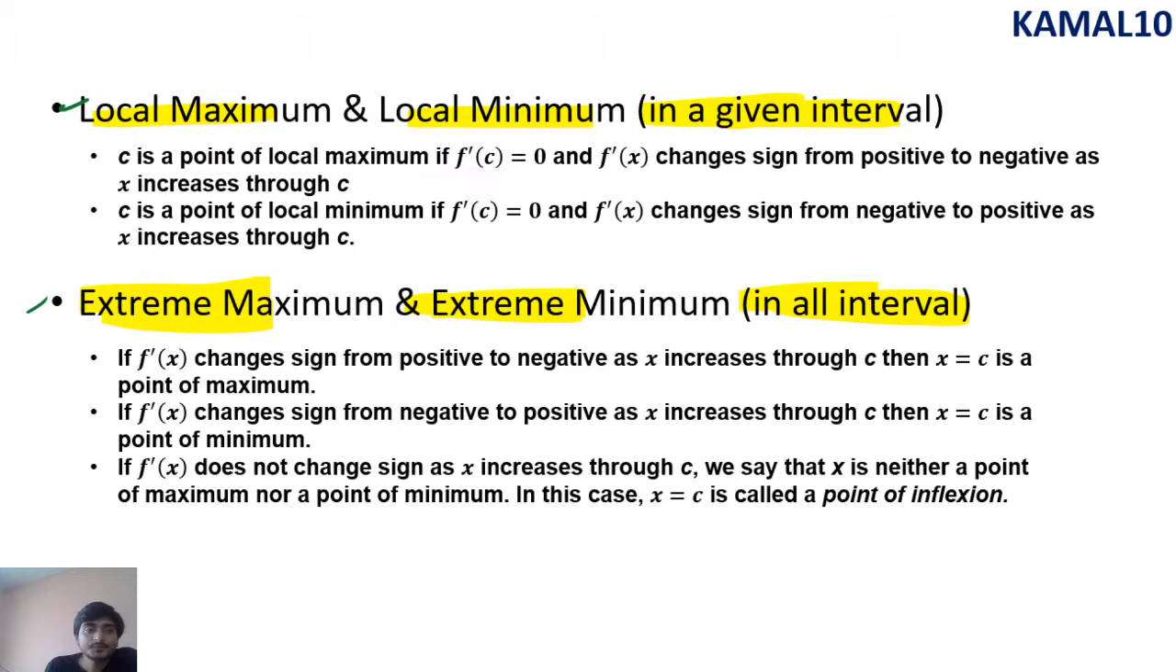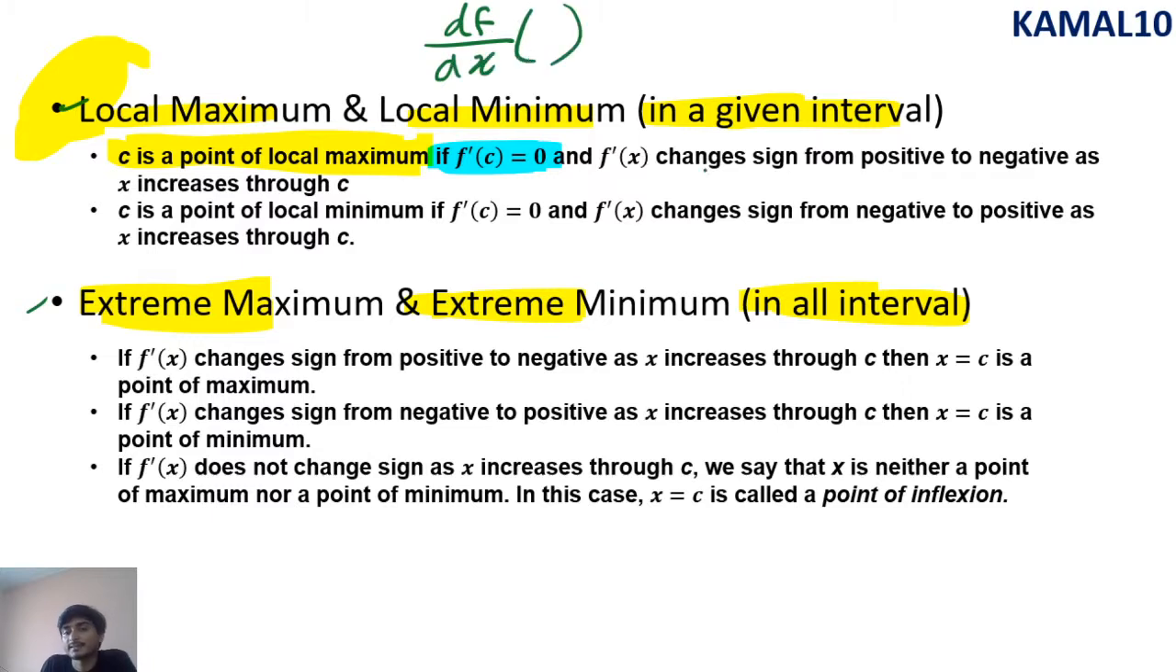Okay, so let's study what is local maximum. If C is a point of local maximum, what is this? This C is a point of local maximum if f dash of C is equal to 0. All of you know f dash of C is nothing but df by dx if f is a function of x. And f dash changes sign from positive to negative as x increases through C.